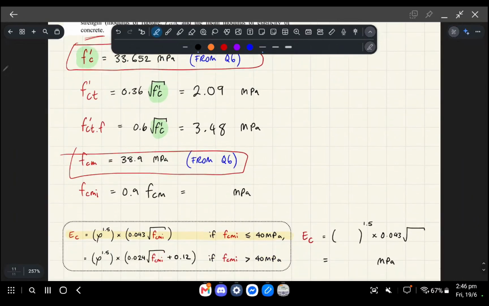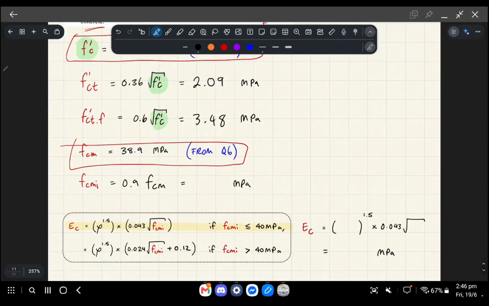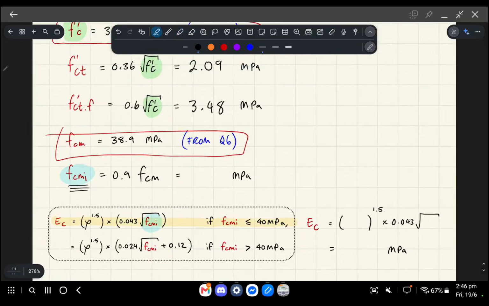From the last question as well, we know what the mean characteristic strength was. It was 38.9 MPa, and so we want to work out FCMI, and the reason we want to work out FCMI is because this plugs into our equation to find the stiffness of the concrete, the mean elastic modulus. So what we do is we get FCM and we plug it into this equation, right?